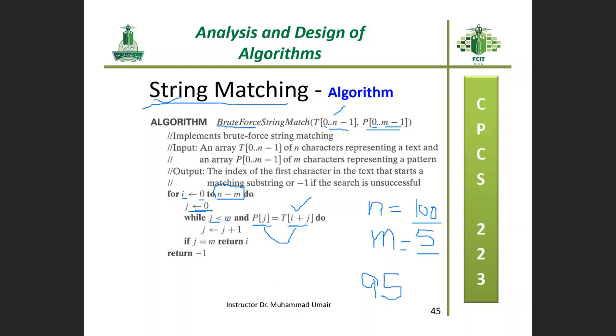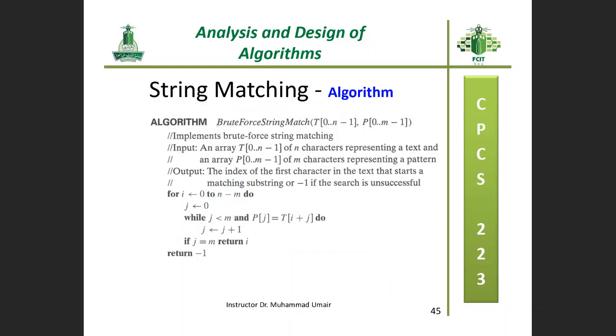So if the characters are the same, we will simply increment j. We will pick the next character of the pattern and compare it with the corresponding character of the text. In this way, we will keep on comparing until either of these conditions is false.